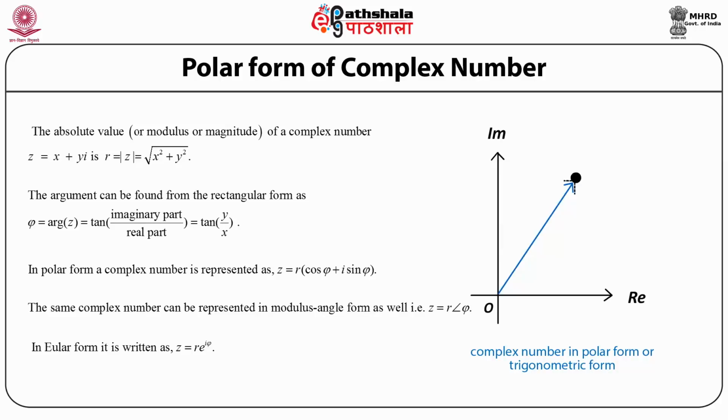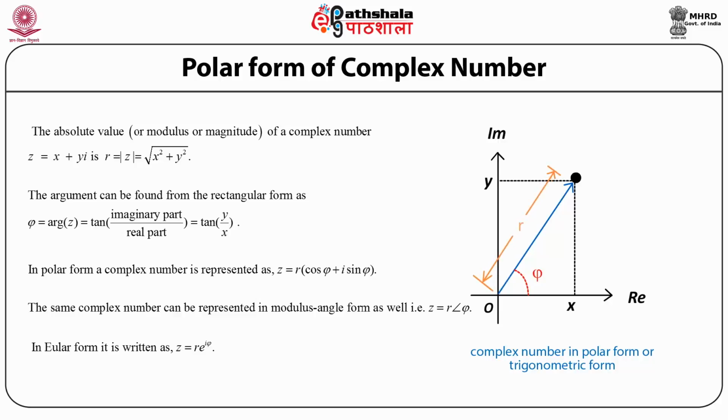What is the value of r? r has to be the distance between 0 and the point. It can be easily written graphically: it is x squared plus y squared to the power 1 by 2. It is a right angle triangle and r is the hypotenuse. The argument, or the angle, is the tan inverse of the height, which is the y value, to the x value, that is tan inverse of y by x.